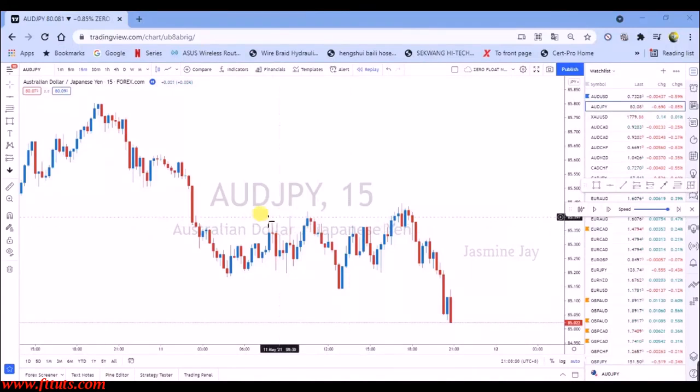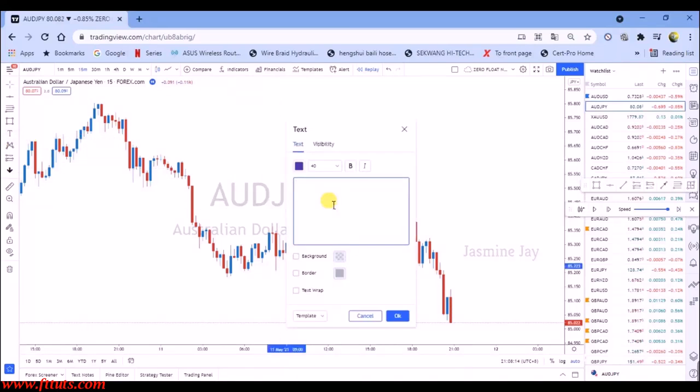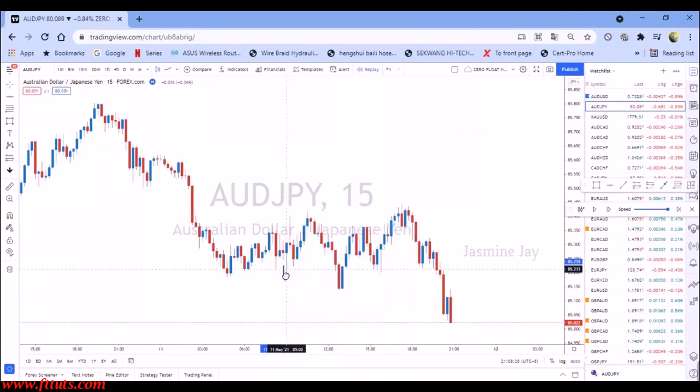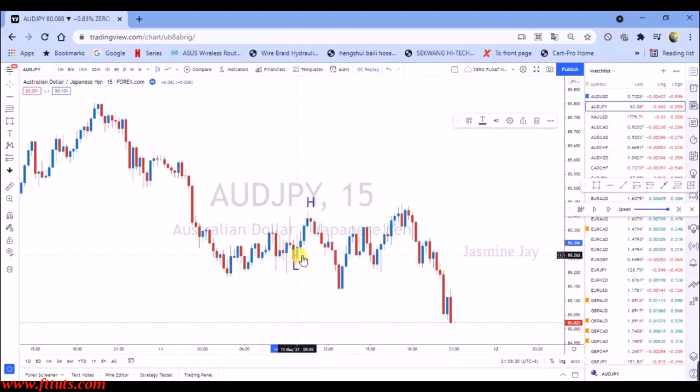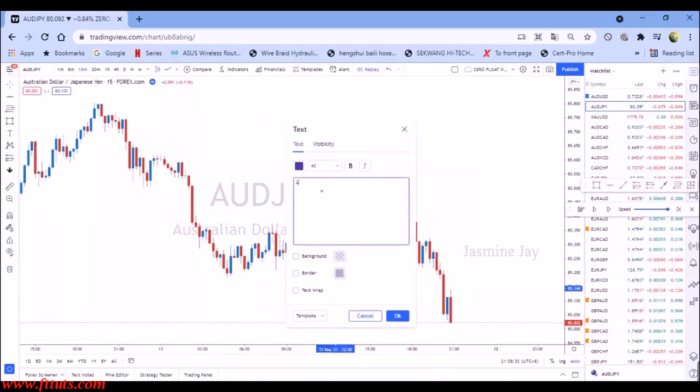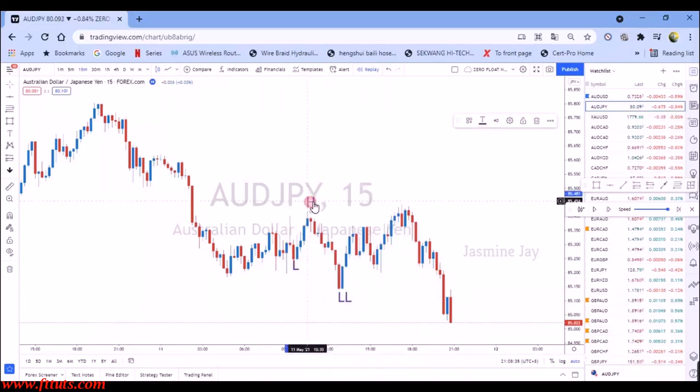Here we can see at the pair AUD JPY on the M15 chart, there is a potential QM manipulation setup. First, let me mark for you the supposed QM structure, which is the low. This is the low. High. Lower low. This is the higher high. So price was supposed to react to this area and then continue to go upward.